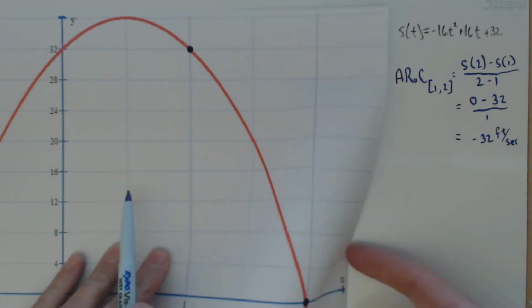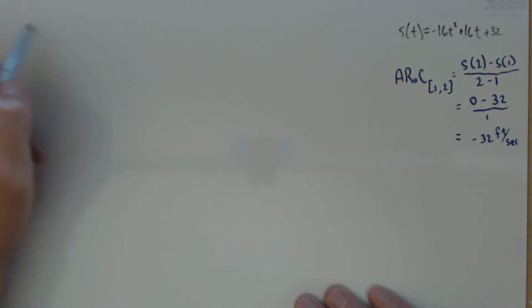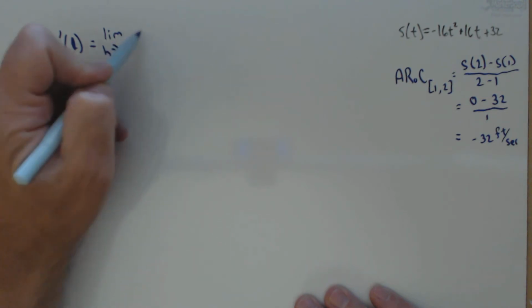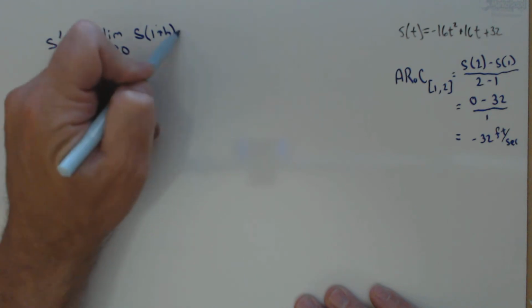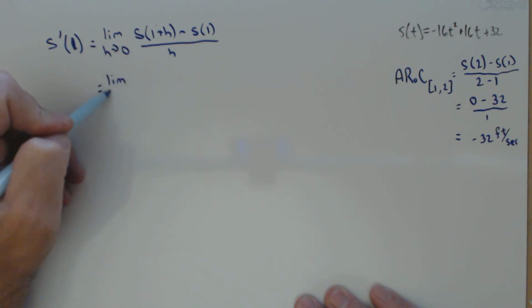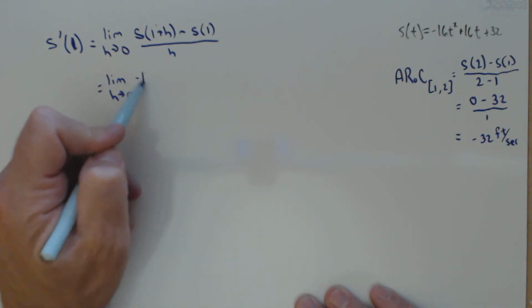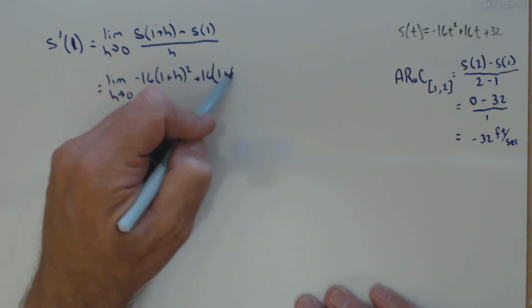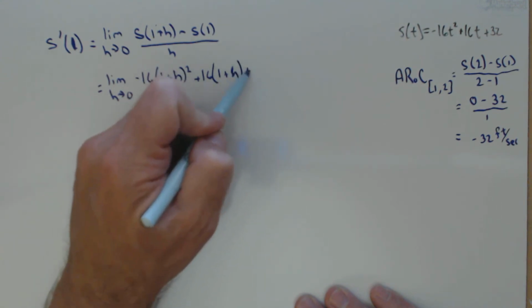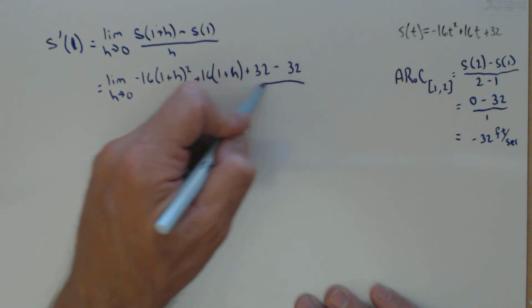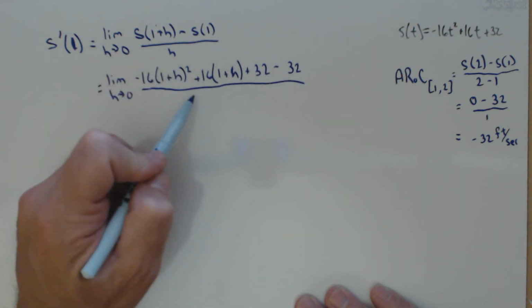Part C asks us to use the limit definition to find s prime of 1, or the instantaneous rate of change at 1. So we're going to do the limit as h approaches 0 of s of 1 plus h minus s of 1 all over h. Now applying that to our function, we get the limit as h approaches 0. S of 1 plus h is negative 16 times 1 plus h, the quantity squared, plus 16 times 1 plus h, plus 32 minus s of 1, which we calculated earlier, which was 32. All over h.